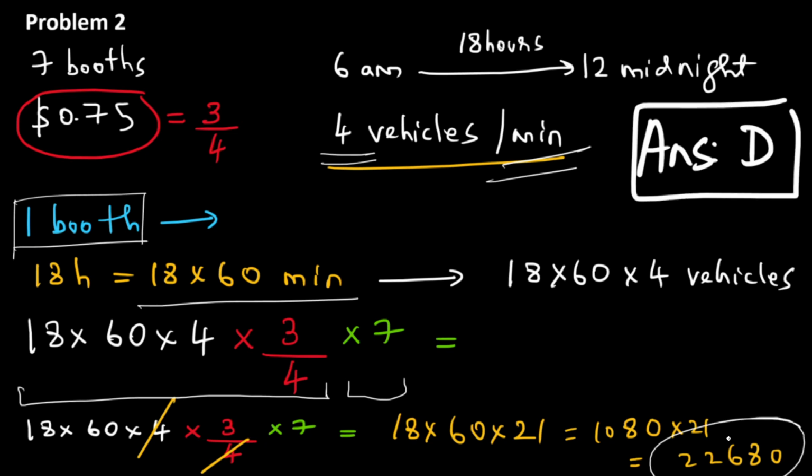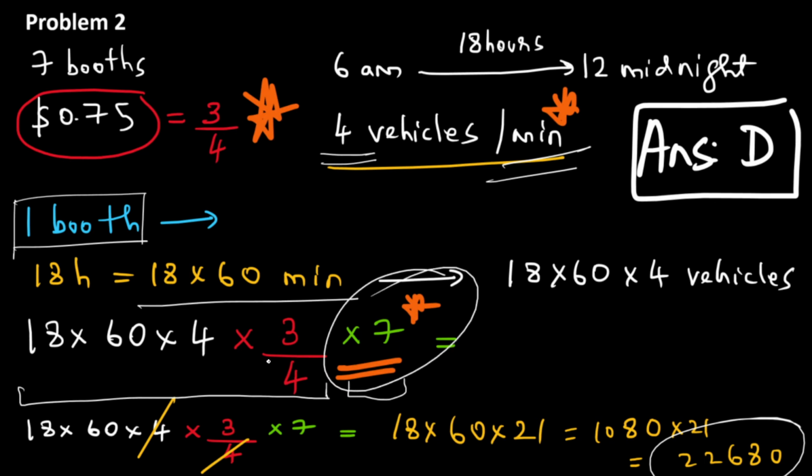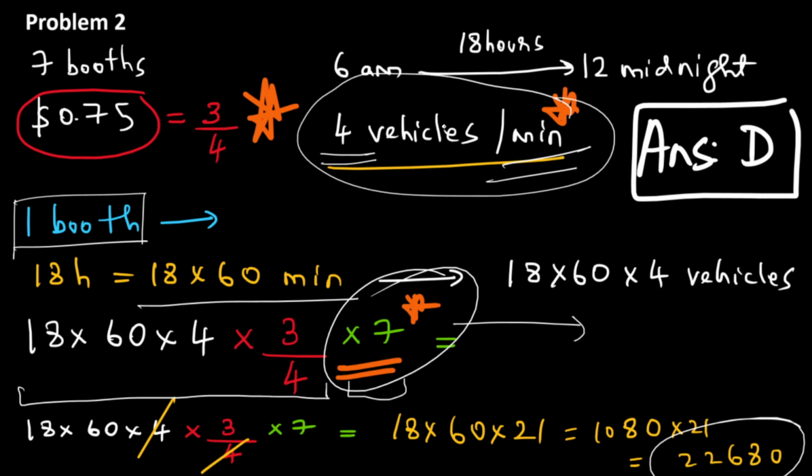So that's approximately $23,000. Now what are the key points that you should have got when you solve this question? You should know that 0.75 is 3 by 4, and you should not forget to multiply whatever value you get with 7, because if you don't do that you would get your answer somewhere close to 3,000, which is not correct. And again, you should know that there are 4 vehicles per minute. It does not mention that there is one vehicle passing through a booth in 4 minutes. Some people make that mistake, so you should take this accurately.